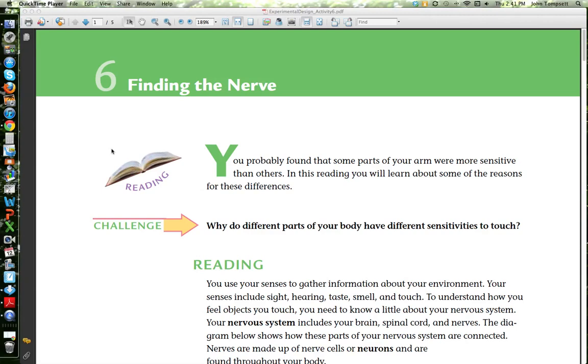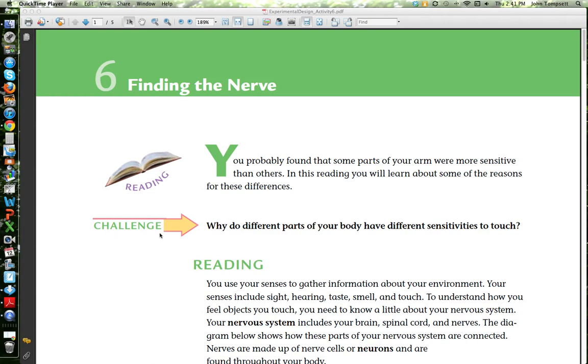This is activity 6 from experimental design, studying people scientifically. It's called Finding the Nerve. You probably found that some parts of your arm were more sensitive than others. In this reading, you will learn about some of the reasons for these differences.